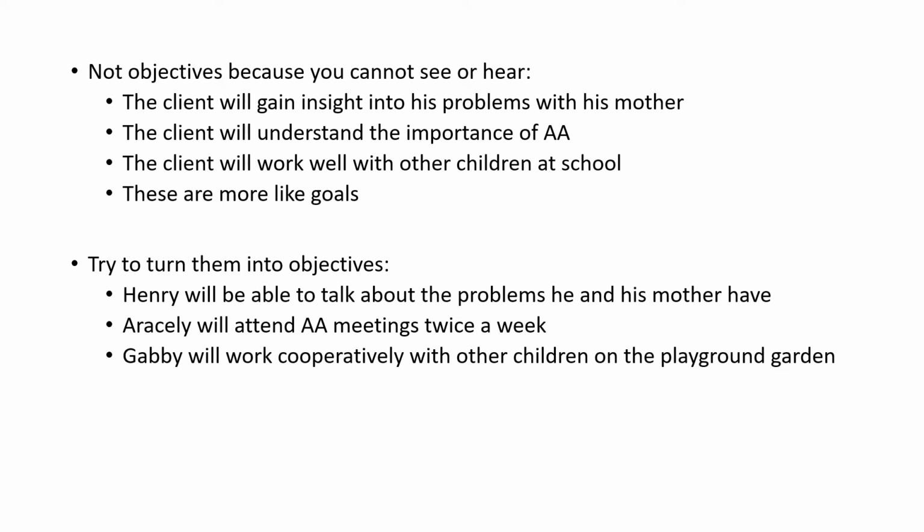These are more like goals, right? So these are the bigger picture, but how do you achieve those things? You need to show proof of the little things that then reach that bigger thing. Try to turn them into objectives. Henry will be able to talk about the problems he and his mother have. See, once he's able to actually say it and you can see it and hear him do it, then you can say, oh, okay, these are good objectives. Araceli will attend AA meetings twice a week. Again, you can see those things, right? Gabby will work cooperatively with other children on the playground.